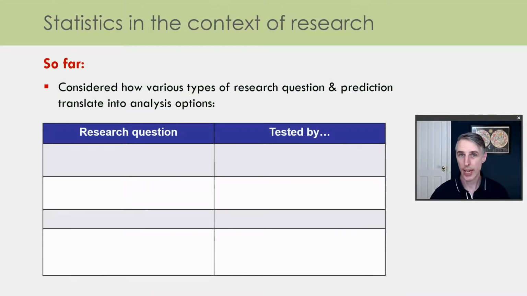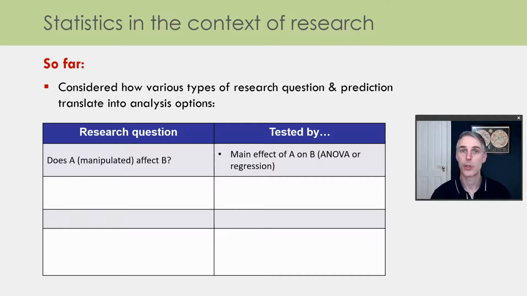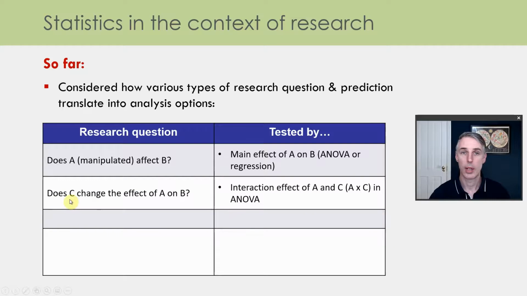So to give us a little bit of context for mediation and indirect effects, it's helpful to just review some of the types of research question that we've been addressing so far in the previous sessions. For example, if we are interested in whether variable A, which is manipulated in an experiment, affects variable B, then we might do that by testing the main effect of that variable in an ANOVA, or a regression analysis perhaps too. If we're interested in whether a second independent variable C changes the effect of variable A on B, perhaps in a factorial design, a two-way design experiment, then we might look at the interaction effect of A and C, the A times C effect in an ANOVA.